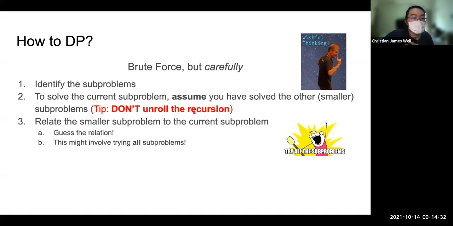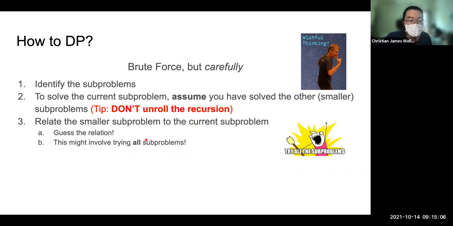Okay, then after that, you try to come up with a relation, as I mentioned before, right? Try to guess how the two things are related. Okay, you might not know. Maybe there are a lot of small sub problems that you have, and maybe you don't know which one to use, right? So if you don't know which one to use, guess them all. Try all the sub problems. Remember this is kind of like brute forcing, but carefully. The brute force aspect is trying all the sub problems.